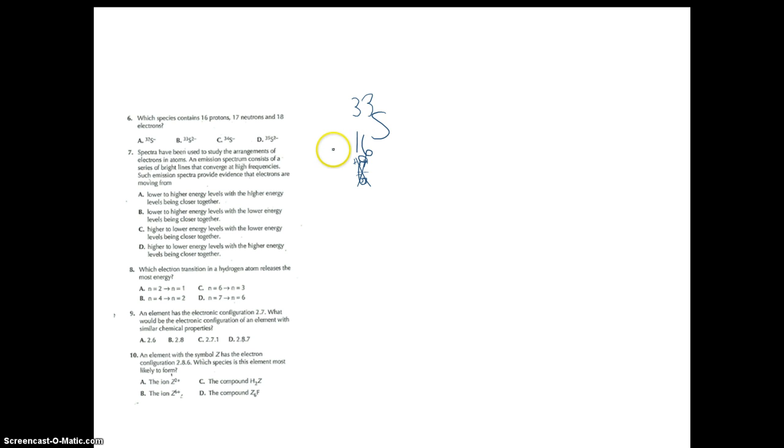We can take a look at our options right now. Oh, look at this. Boom. B is the only one that seems to have the right mass number to begin with. We can also look at the idea of 18 electrons. That means I've got 2 more electrons than protons. So that gives me 2 extra negative charges. That part's right.